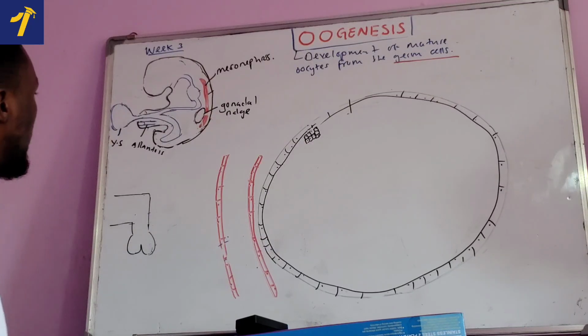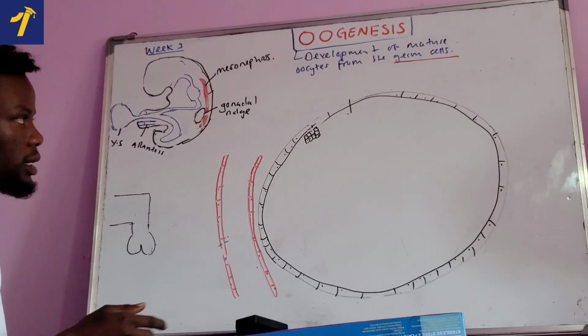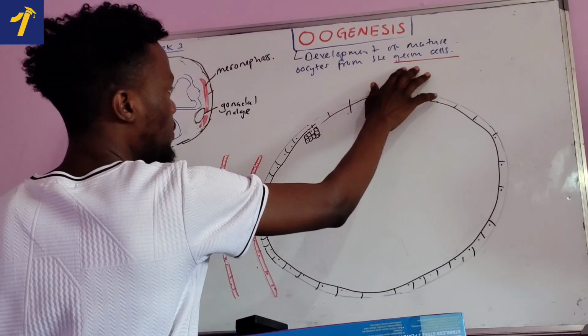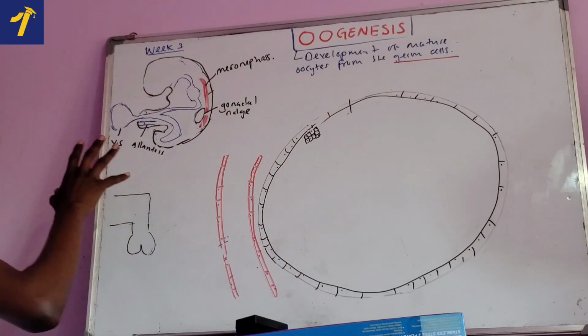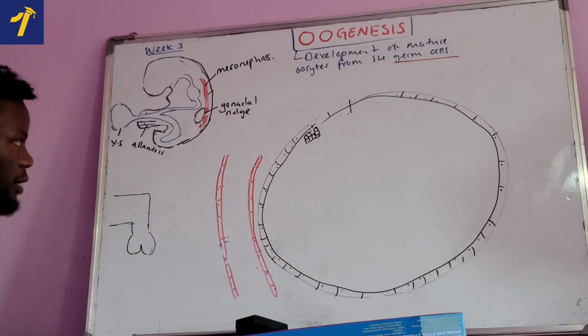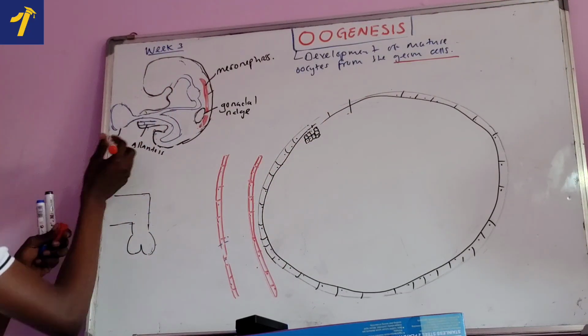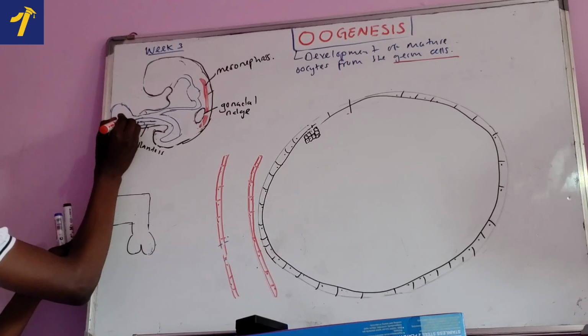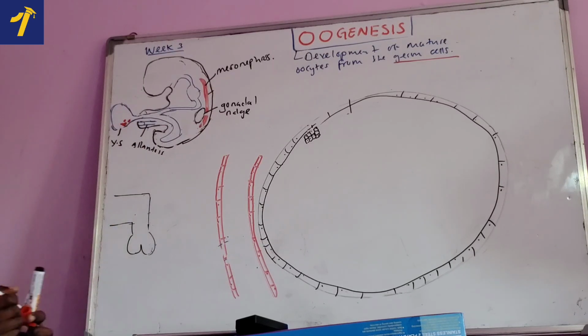Now, the question that we can ask is, these stem cells or germ cells, where can you find them in the fetus? You can find them in the yolk sac. Here, in the yolk sac. So these are the germ cells that are there.